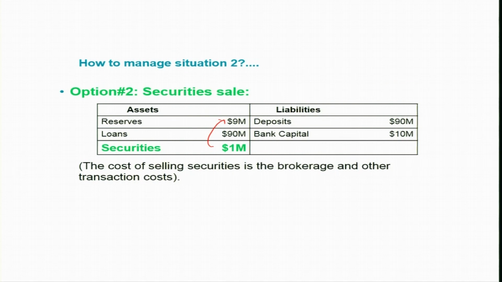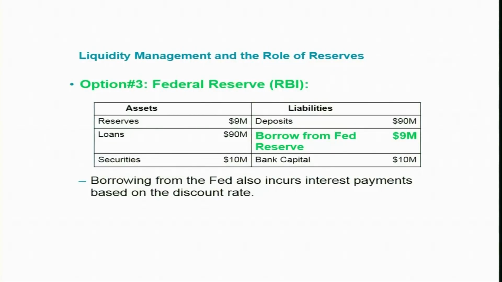However, the cost of selling securities is the brokerage and other transaction costs, plus the ongoing market price of the security. They have to sell at the given market price, right? So maybe at that time the security price may be low, and in that way the bank may be incurring some losses.